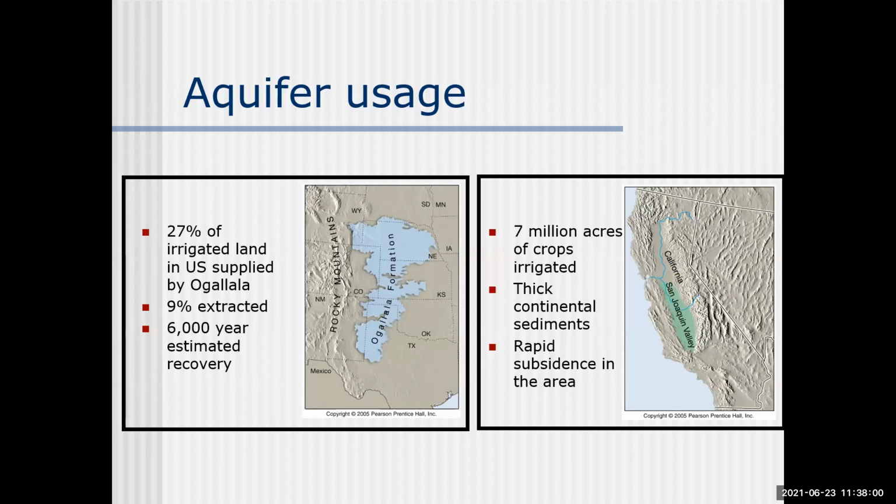So again, a non-renewable resource. Here, more locally in California, a lot of our groundwater is extracted from what's called the San Joaquin Valley, where 7 million acres of crops are irrigated, in part using this groundwater. This aquifer is composed of mostly just a thick accumulation of continental sediments.